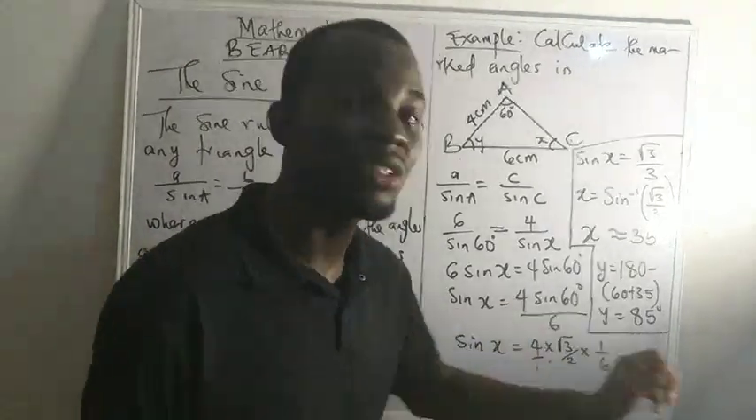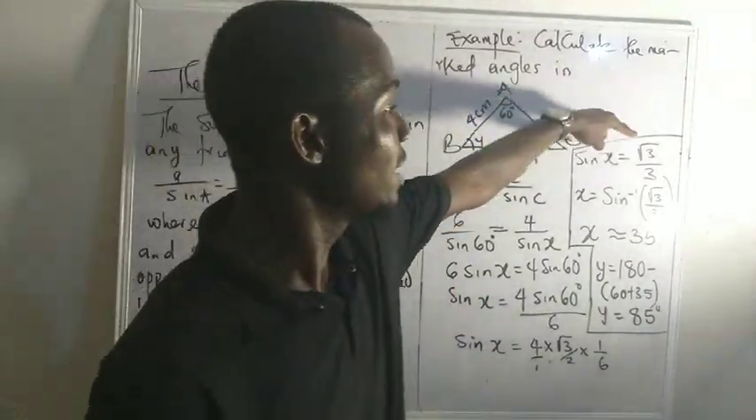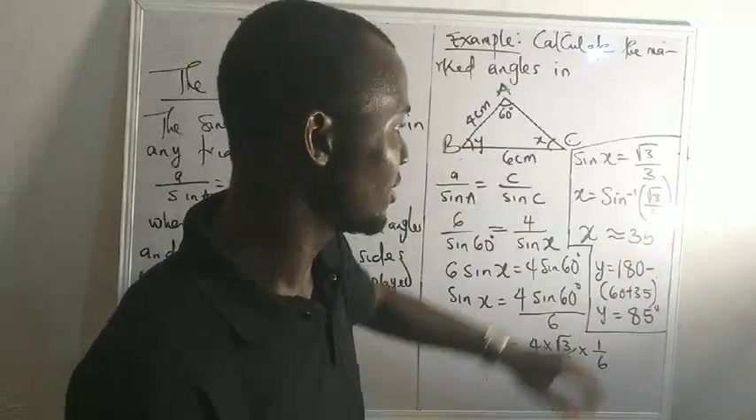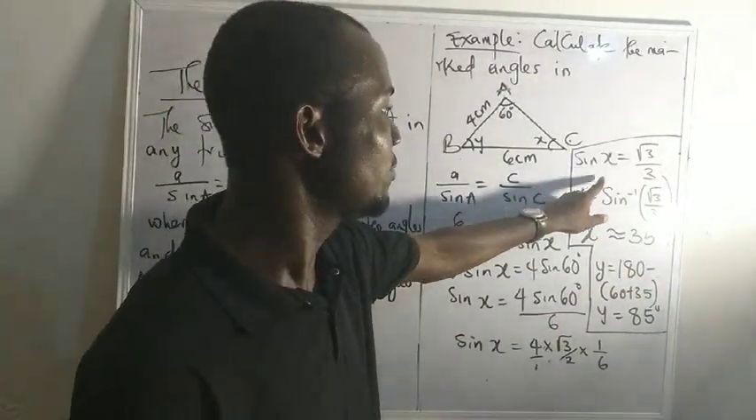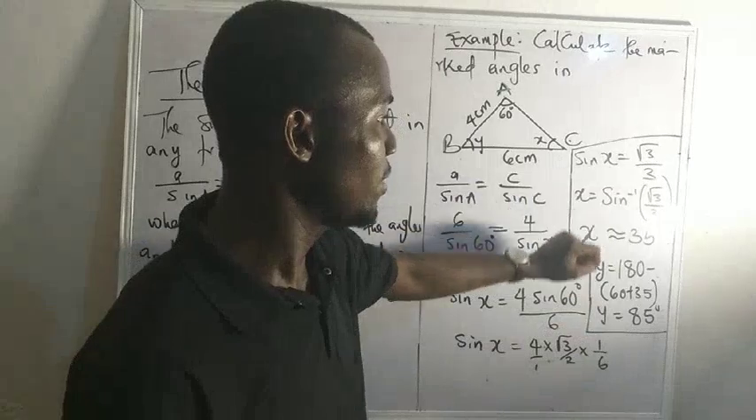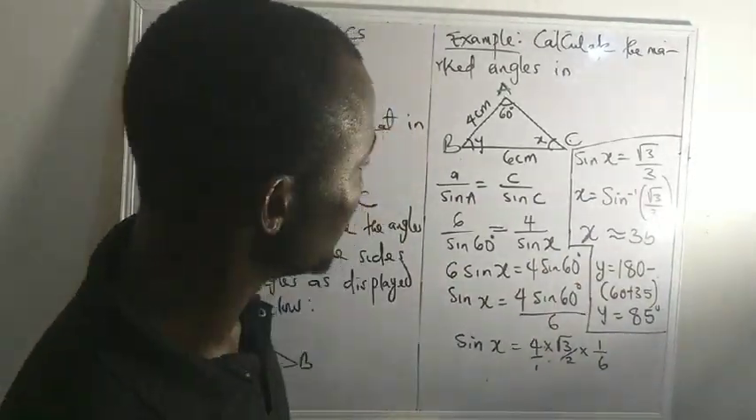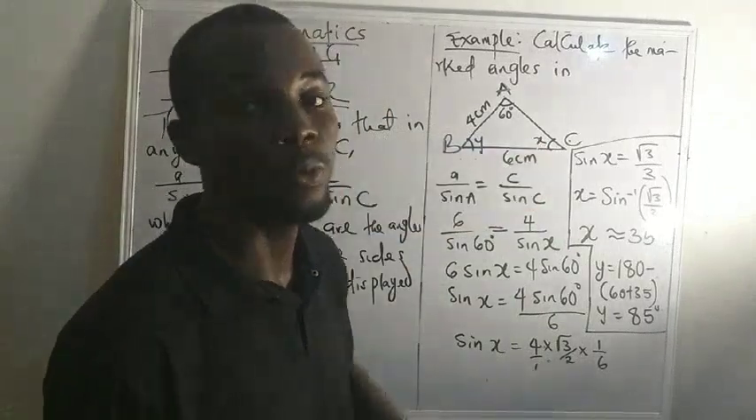And if you compute that properly, you will get sine x to be root 3 over 3. That is settled. Then if you take the sine inverse of x, it will give you the angle, which is approximately 35 degrees. So we have the angle here to be 35 degrees.